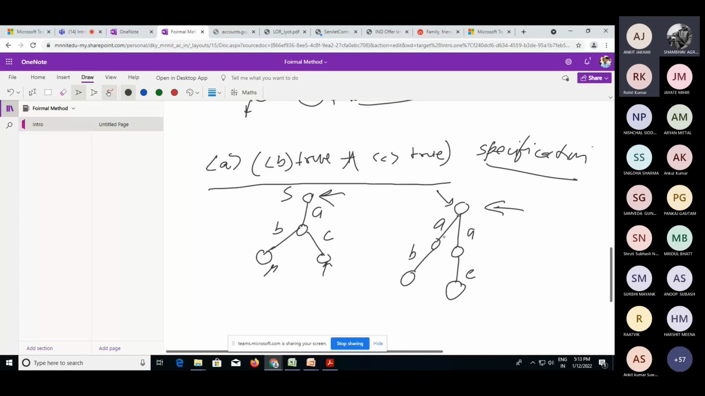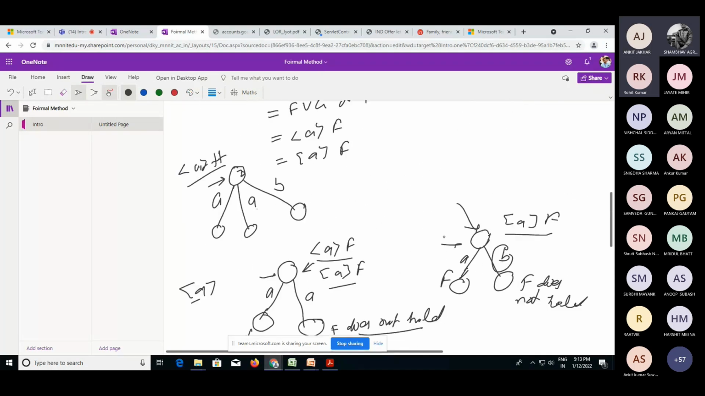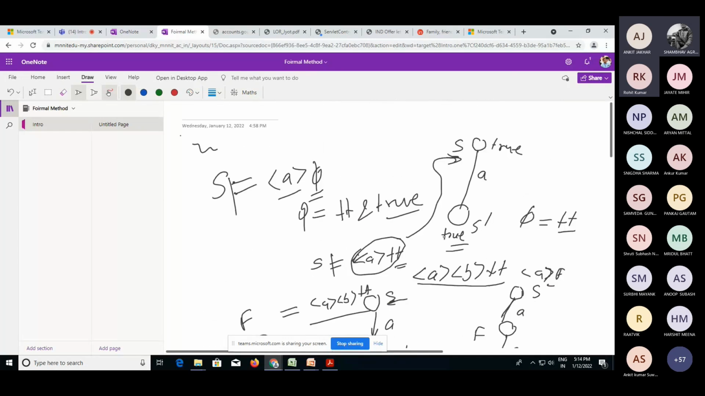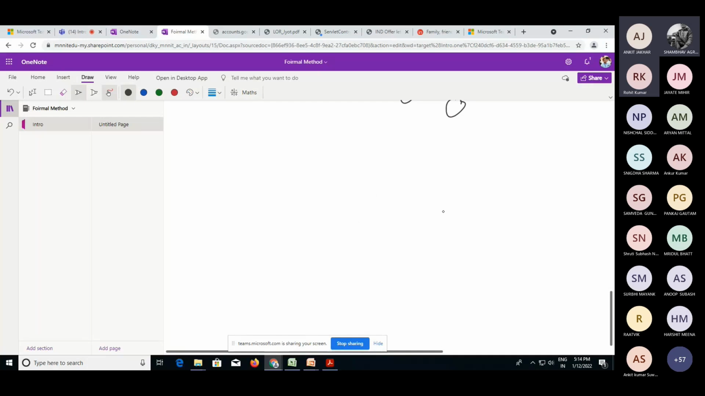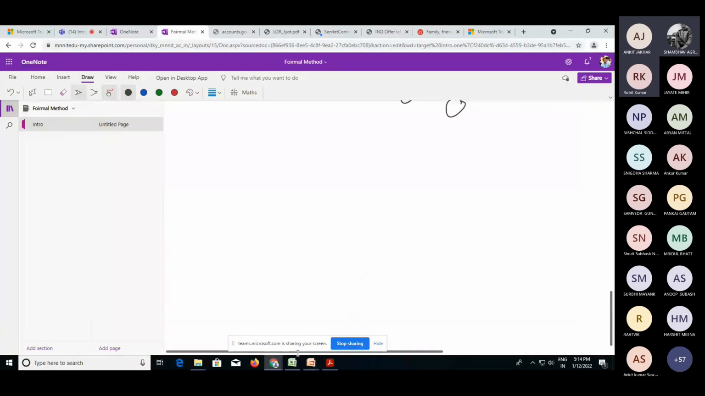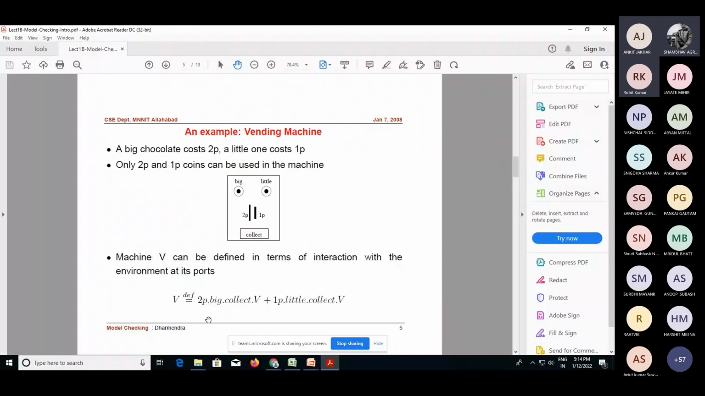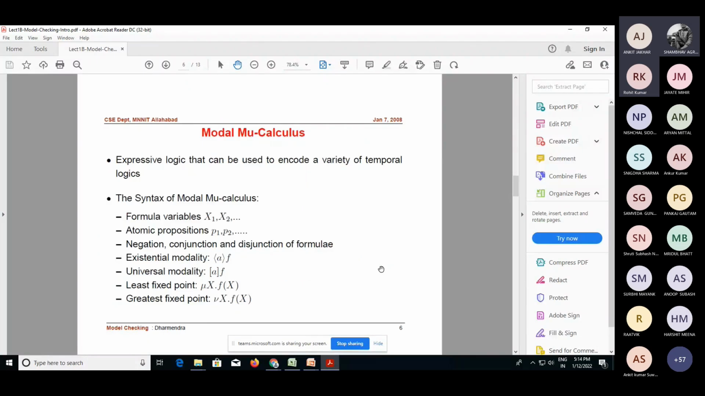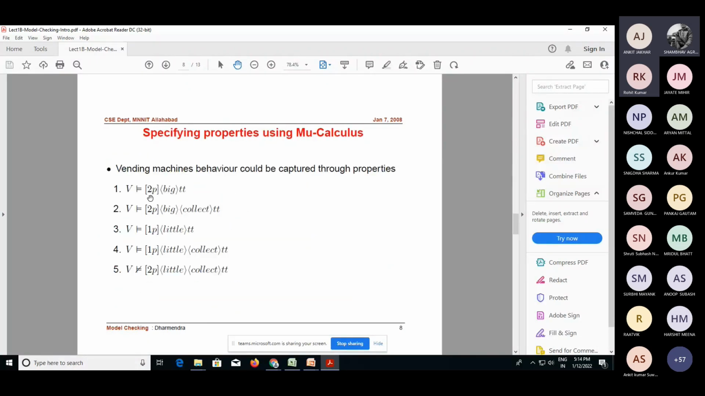So if things are clear as far as this simple formula is concerned, on the basis of this we have written the formula for the vending machine. Let me show you that slide which I didn't explain. The expression is 2p dot big dot collect dot v, 1p dot little dot collect dot v. In terms of these actions only, I write a formula. That means wherever I insert 2p and press the big button, there is going to be a TT. This property should be satisfied by this vending machine.